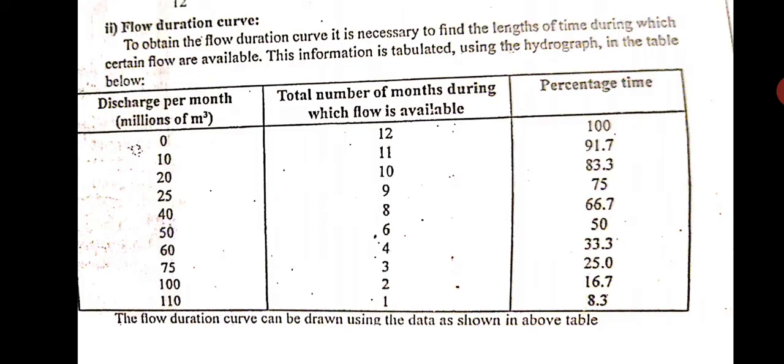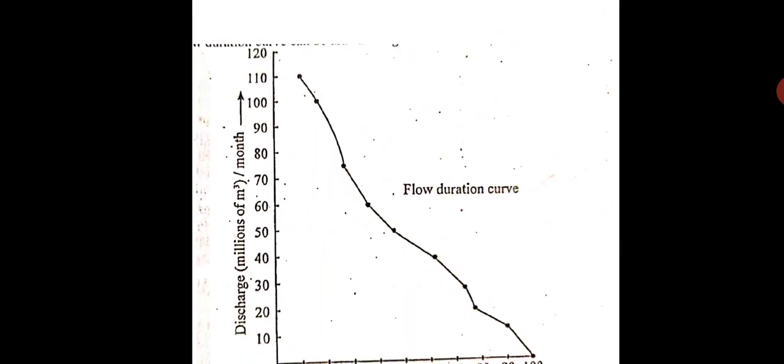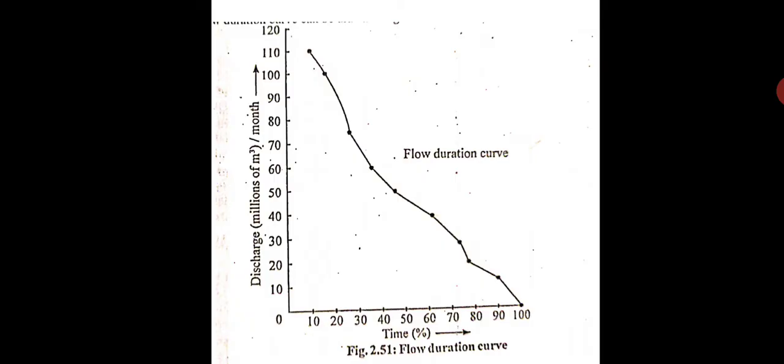Why? Because percentage time we will consider as the x-axis and the discharge we will consider as the y-axis when you are plotting the flow duration curve. Now you will see the flow duration curve. So you can see here the flow duration curve is given. The x-axis is time, percentage time from 0 to 100%. Okay, that we have divided into 10 equal parts. And the discharge on the y-axis we have taken as 10, 20 because the maximum is 110. Okay, so 1 centimeter is equal to 10. We have considered that. And now we are plotting.